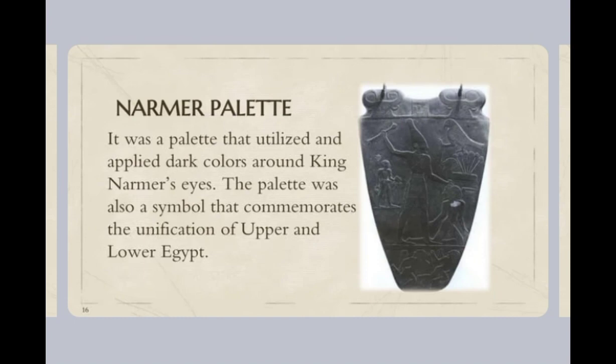Narmer Palette. It was a palette that utilized and applied dark colors around King Narmer's eyes. The palette was a symbol that commemorates the unification of Upper and Lower Egypt.